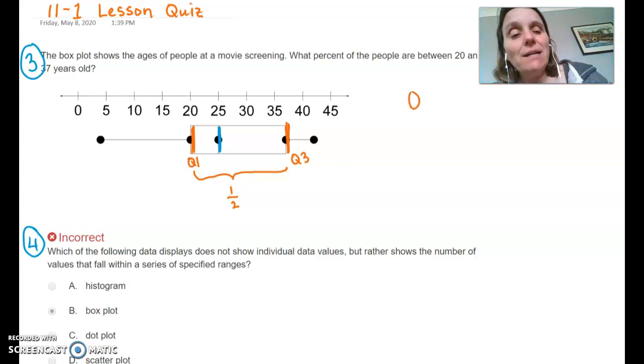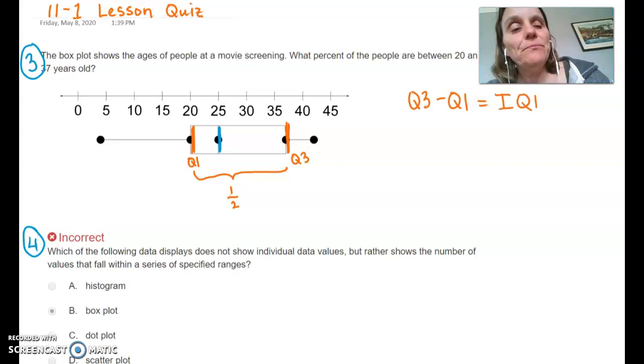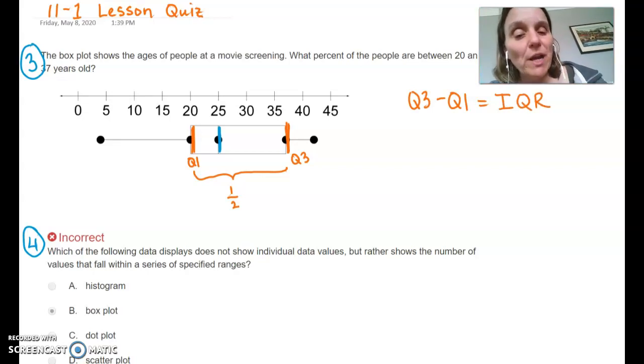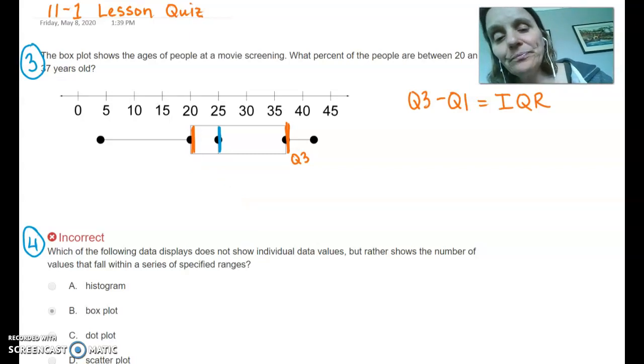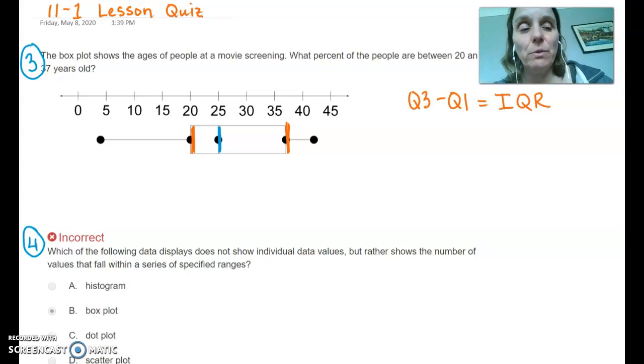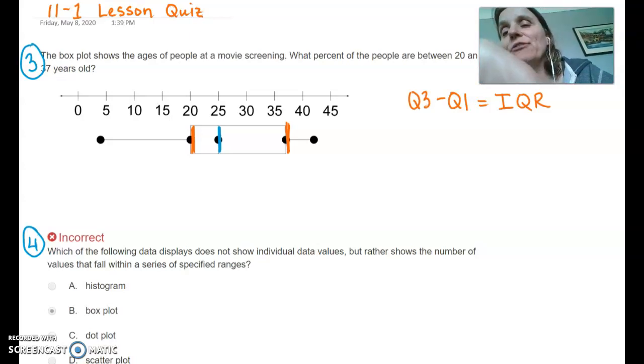If you subtract Q3 minus Q1, that has a name. That's called the interquartile range. It's a measure of spread. It tells you how spread out your data is. So we have the median. Half the data lies below the median, and half the data lies above the median. We have Q1, which divides the bottom half in half, and Q3, which divides the top half in half.